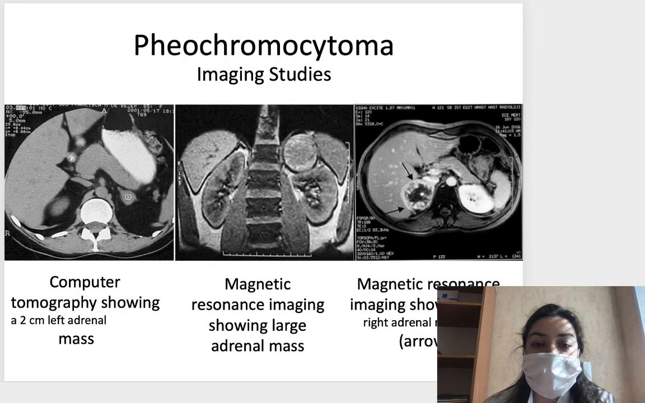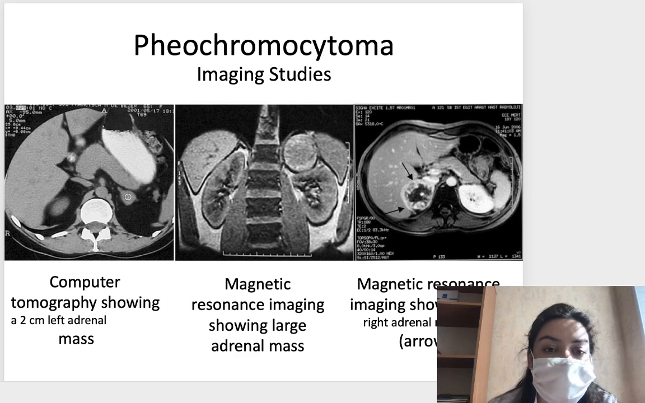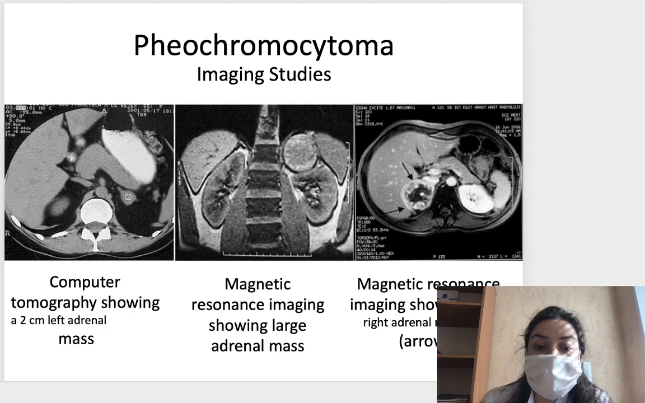Here we see examples of CT scans. In the first picture, you see a 2 centimeter left adrenal mass. It is a tumor. The second picture is MRI imaging that shows you a very large adrenal mass with a large tumor. And the last one is MRI that revealed quite a big tumor in the right adrenal gland too. You see it by the black arrows.